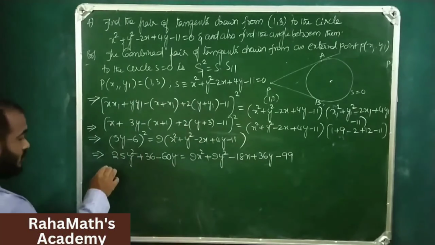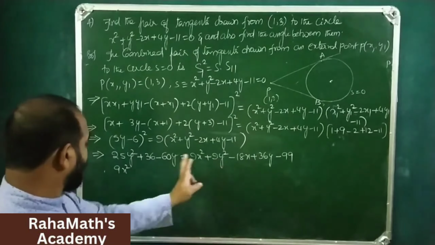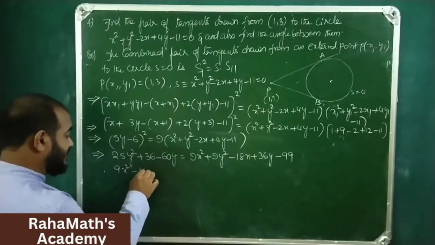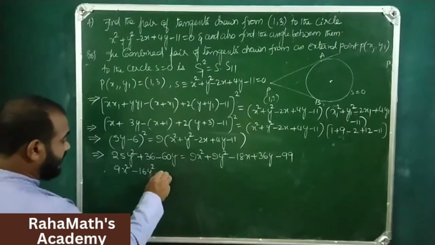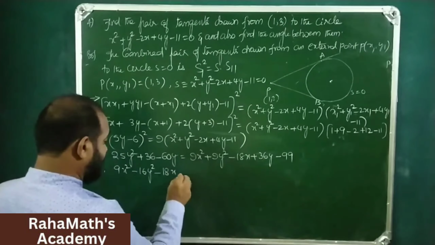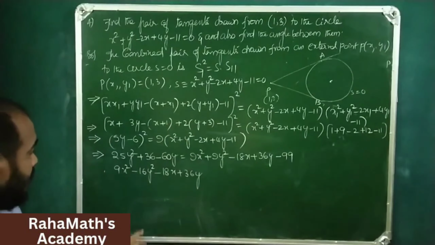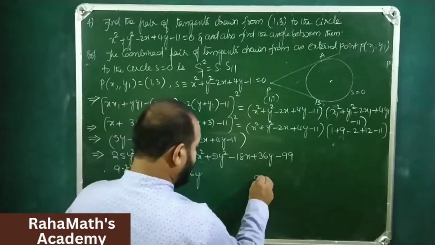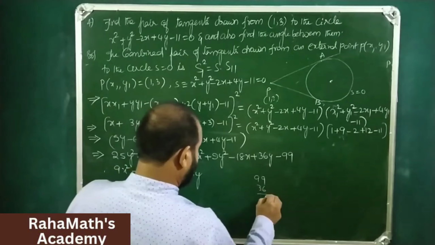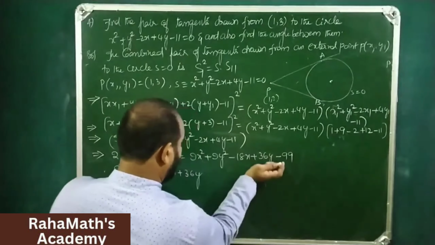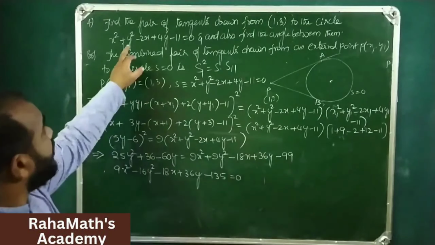So this is equal to 9x square, 9y square minus 25y square is minus 16y square. This is minus 18x plus 36y. This is 99 minus 99 minus 36, that is 135. So this is minus 135 equals 0, which is the required pair of tangents.